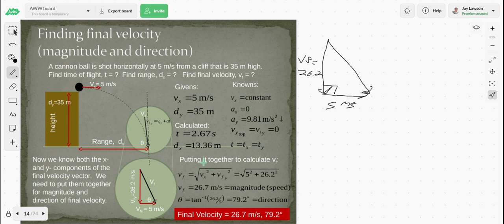Now this creates a right triangle. Okay, that creates a right triangle. And there's a couple ways you can do this. You could do Pythagoras, right? Remember Pythagoras, we can use the Pythagorean theorem. A squared plus b squared is equal to c squared. And we could solve for that, using that one, where A and B and C. We can solve for this hypotenuse, the final velocity vector, that way.